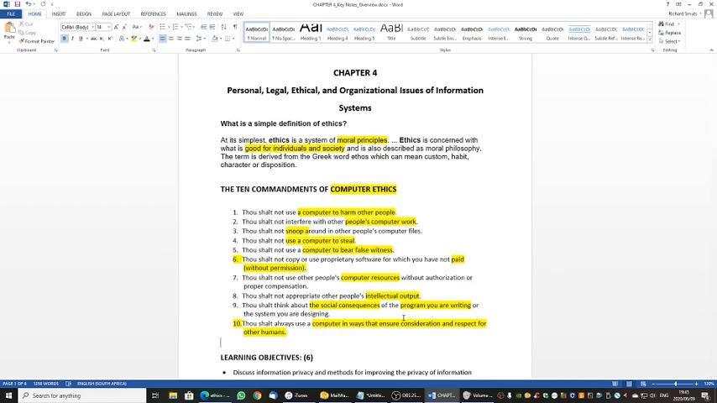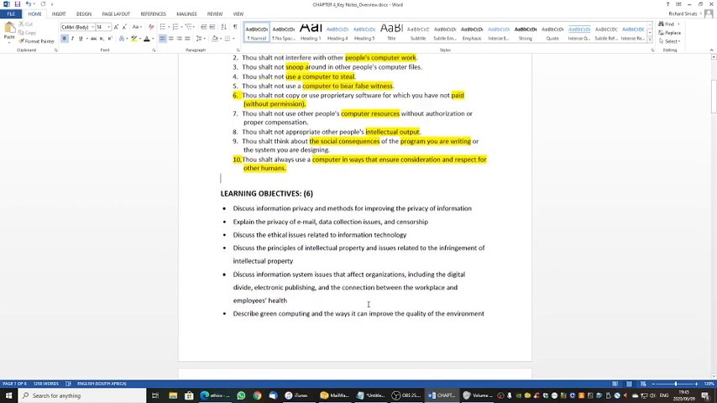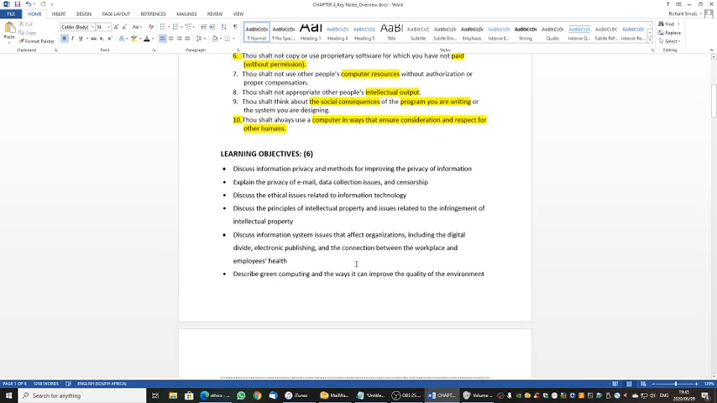Using a computer ethically and not using a computer to steal, cause harm, or cause damage to any other person or individual. I'm moving on to the learning objectives of the chapter, of which there are only 6 in this chapter. The first one is discussing information privacy, which is a critical point. Methods for improving the privacy of information. We will discuss the privacy of email and data collection.